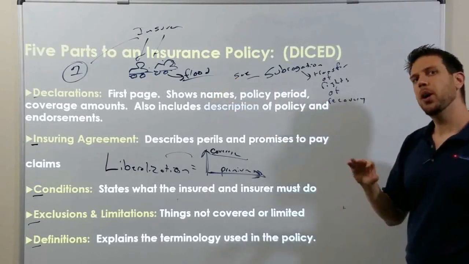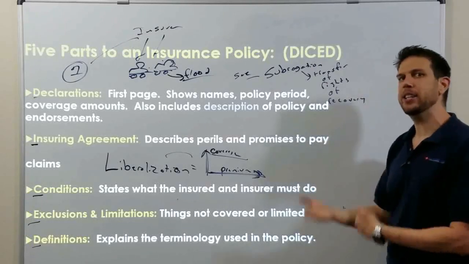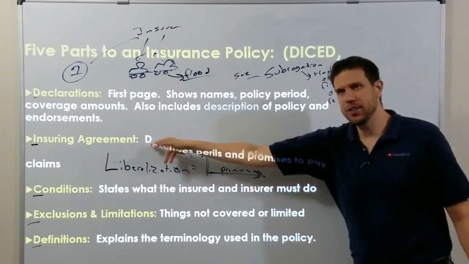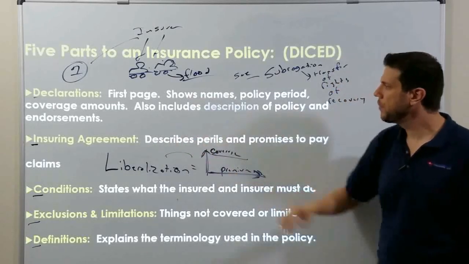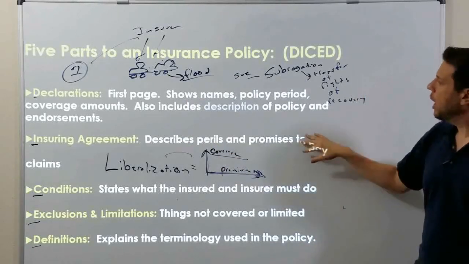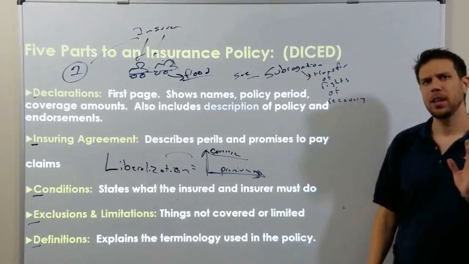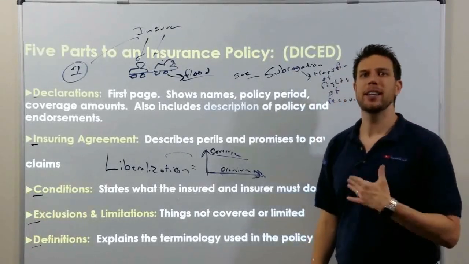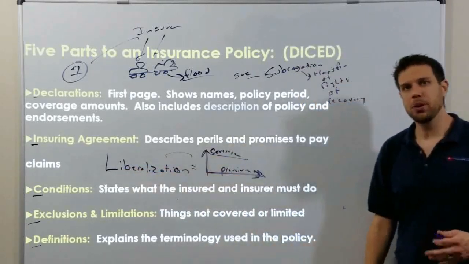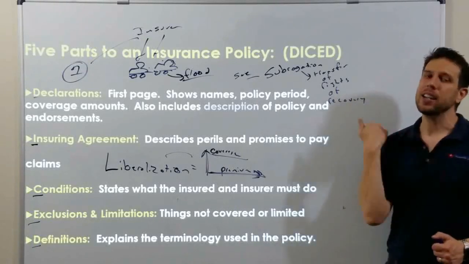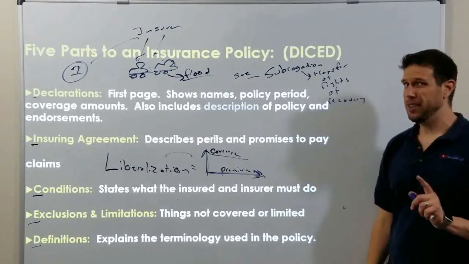On your test, which portion of the policy describes the perils insured against? That's the insuring agreement. The insuring agreement tells you what your property is covered against. Where can you find the promise to pay in an insurance policy? That is the insuring agreement. On your test, where can you find the notice of claim provision? That's in the conditions. On your test, where can you find items that are not covered under a policy? Exclusions.